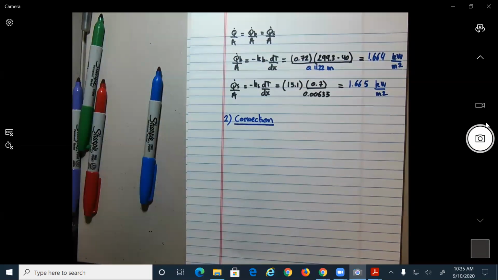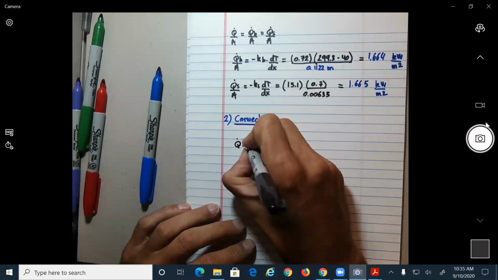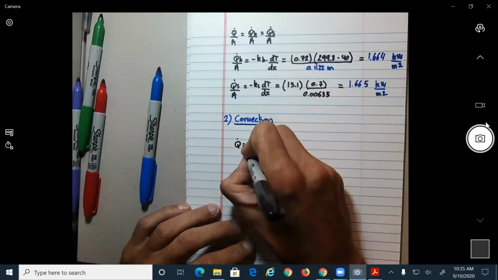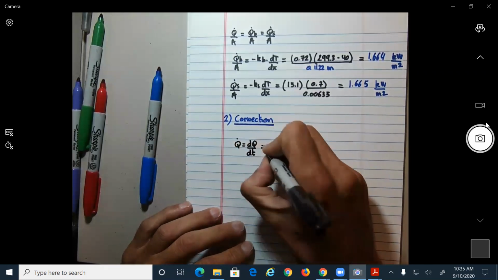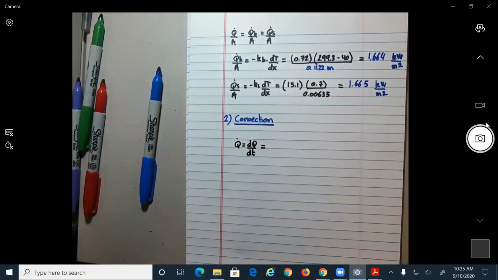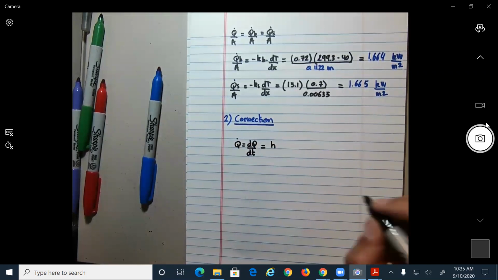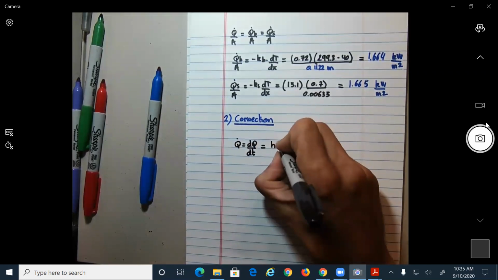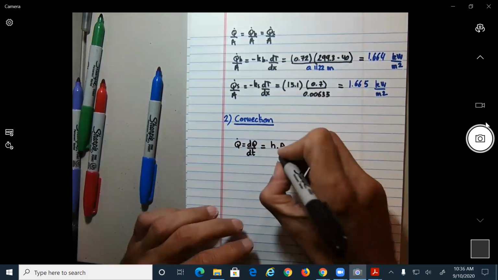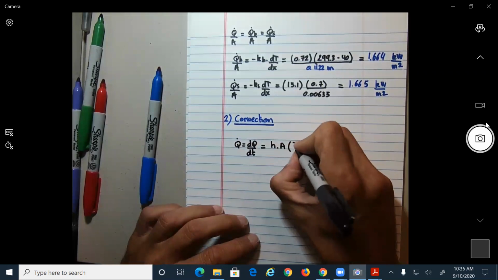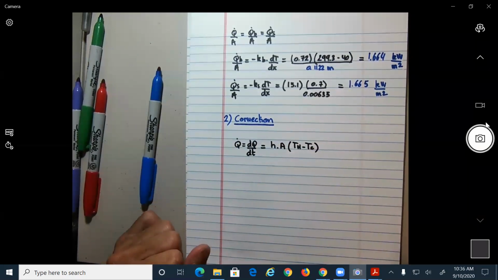So let me give you the equation right away for convection. It's Q dot, which is dQ/dt. So it's heat per unit time. That's why it's called heat transfer per unit time. It will be equal to h, which is the convection coefficient, times the area, same as before. And now let's say this will be temperature change. Let's say T hot minus T cold.